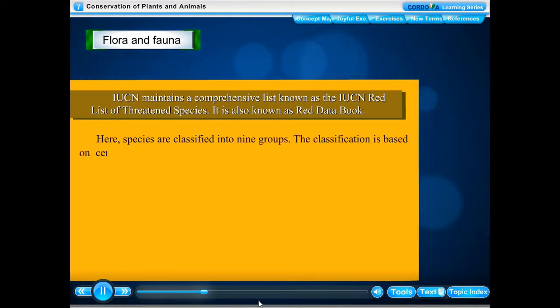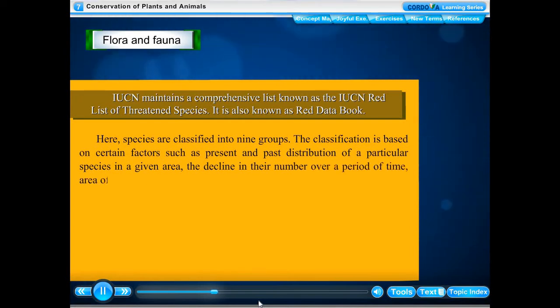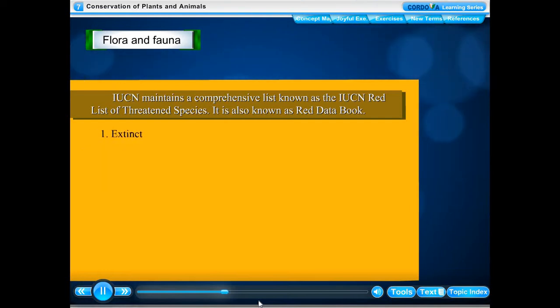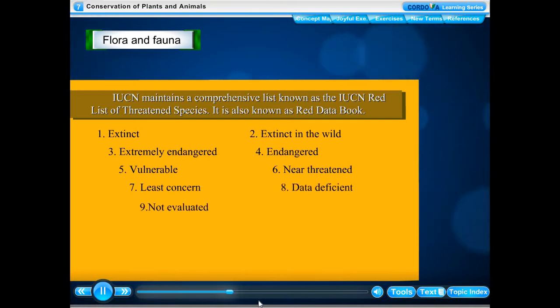The classification is based on certain factors such as present and past distribution of a particular species in a given area, the decline in their number over a period of time, area of geographical distribution, etc. The categories are extinct, extinct in the wild, extremely endangered, endangered, vulnerable, near threatened, least concern, data deficient, not evaluated.